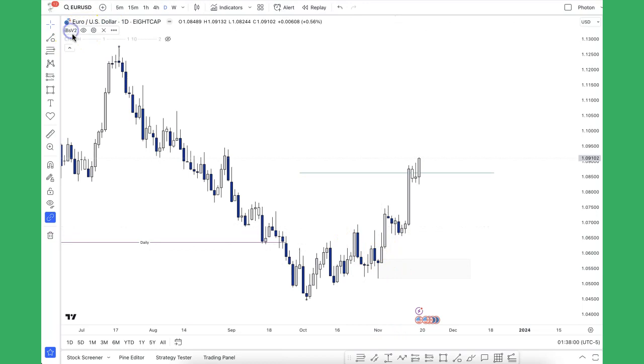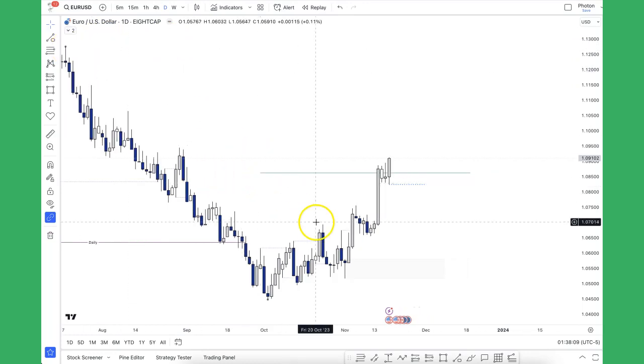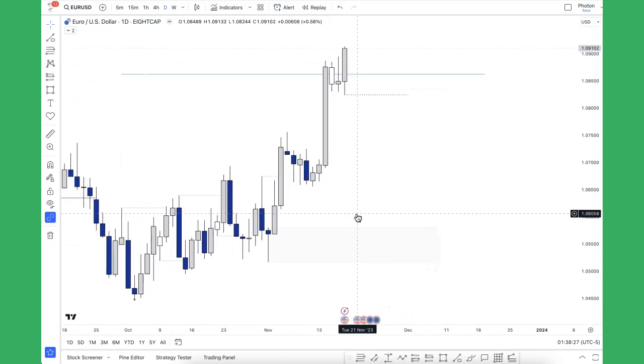I do have this change of character indicator, which just helps me map some structure. So it has led to a break of structure. The structure that is broken, is this a change of character here? You could also say that this is an internal high, and it kind of led to a break of this too. And if you really look, did it flip something?